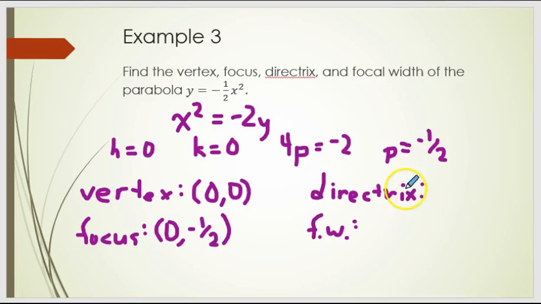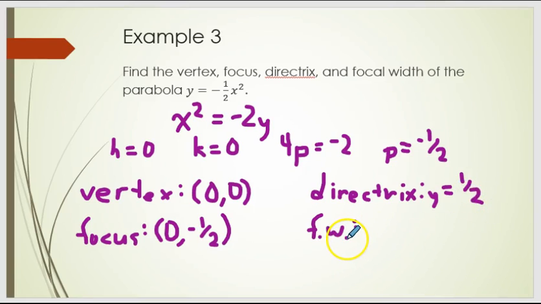For the directrix, I need to write an equation. Since p is touching y, it's going to be a y equals equation. And then I'm taking my y coordinate and I'm subtracting p this time. So now 0 minus negative 1/2, the double negatives cancel. That means y equals 1/2.